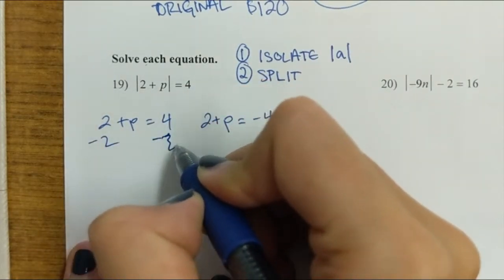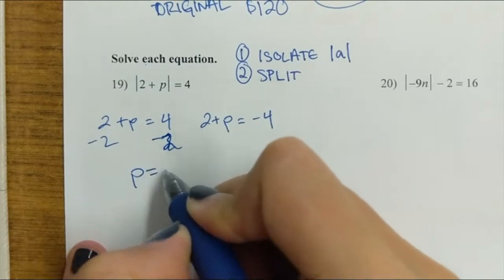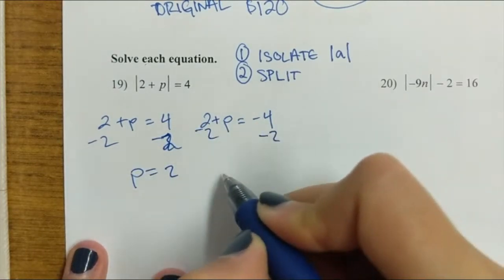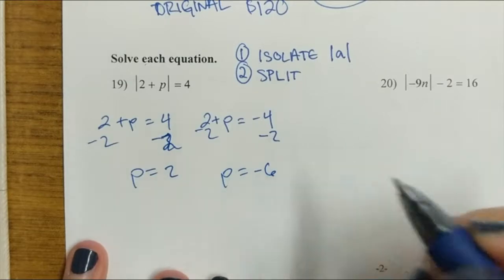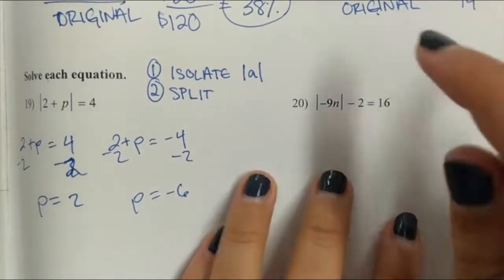Subtract 2. That's not a 2. p equals 2. Again, subtract 2. p equals negative 6. Two answers. Good. Done. Is the absolute value isolated?